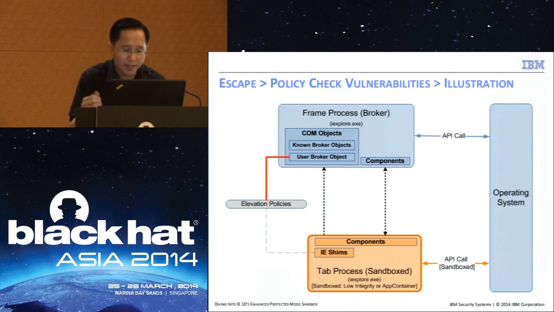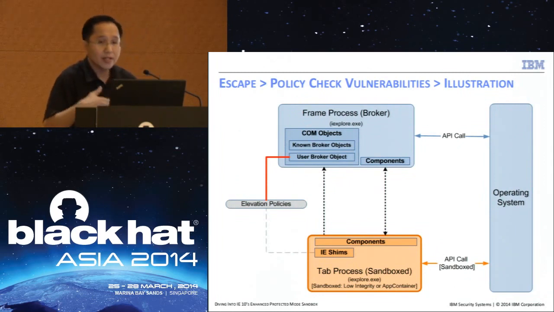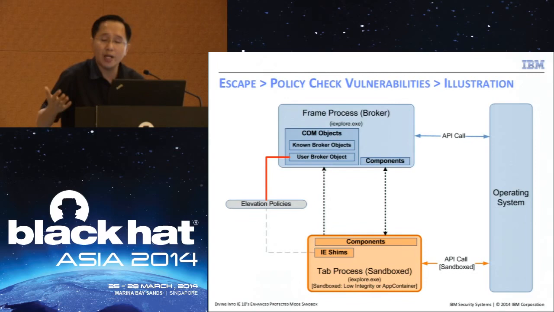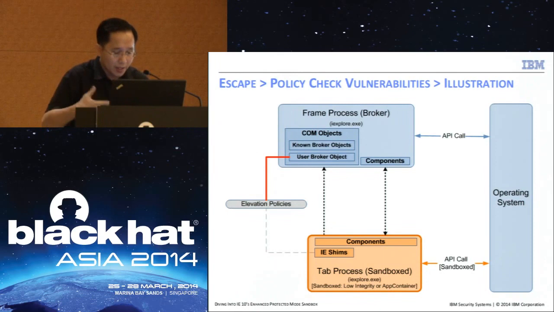So to illustrate, policy check vulnerabilities involve weaknesses that cause the policy checks to return an incorrect result. There are no problems with the elevation policies. It is how resource names or commands are evaluated against those elevation policies where the weaknesses are.